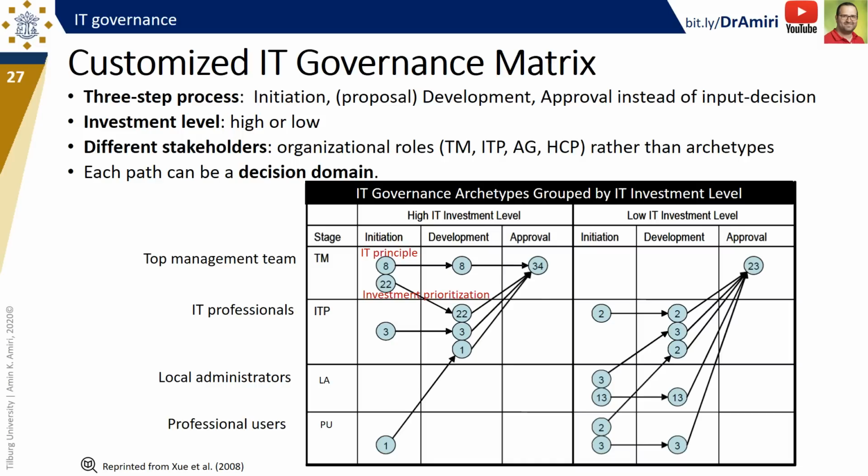And of course, in this model, you can, for example, choose that each path represent a decision domain. For example, in the high IT investment level here, you can see that the decisions related to IT principles are initiated by the top management team. The proposal is developed by the top management team and is approved by the top management team. However, decisions related to IT investment prioritization are initiated at the top management team, but then the IT professionals will create the proposal, and then the approval of those prioritization of IT investment is done by the top management team.